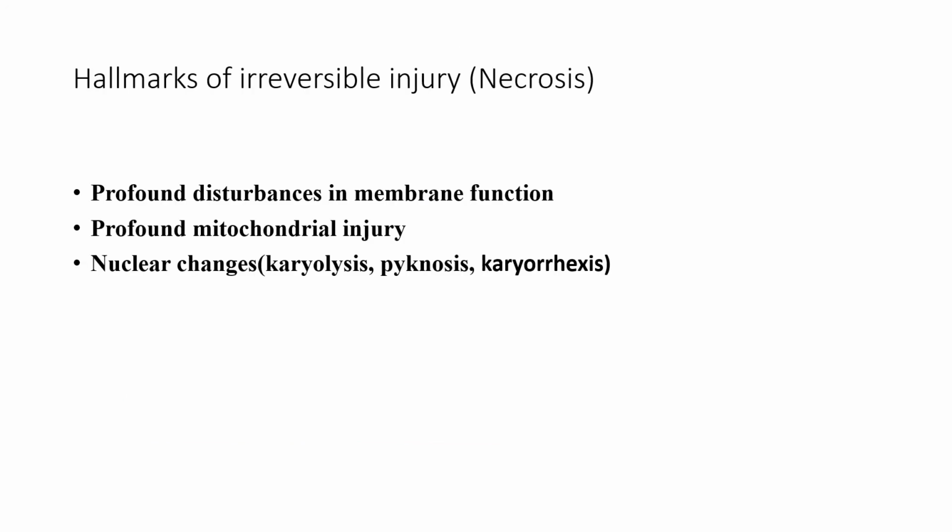Now, the hallmarks of reversible injury, as we said, are the cellular swelling and the fatty change. And the cell membrane is intact. This is very important. But the hallmarks of irreversible injury, which we call necrosis, are three. The first one is profound disturbances in the membrane function. The membrane function is lost and the membrane integrity is lost. So there is rupture of the membrane.